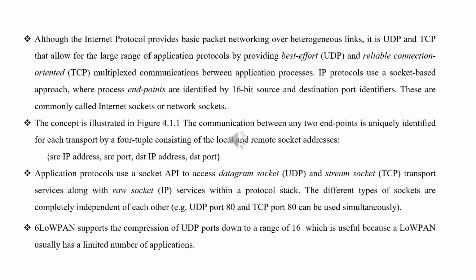The communication between any two endpoints is uniquely identified for each transport by a four-tuple consisting of the local and remote socket address. Application protocols use a socket API to access datagram socket and stream socket transport services, along with raw socket services within a protocol stack. The different types of sockets are completely independent of each other. 6LoWPAN supports the compression of UDP ports down to a range of 16, which is useful because a 6LoWPAN usually has a limited number of applications.